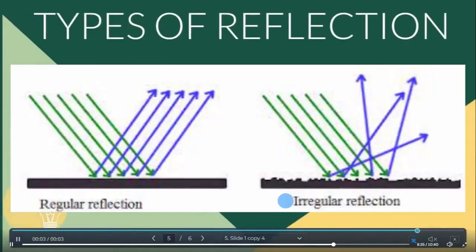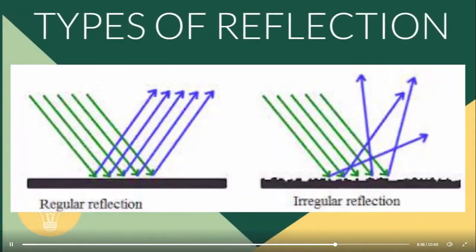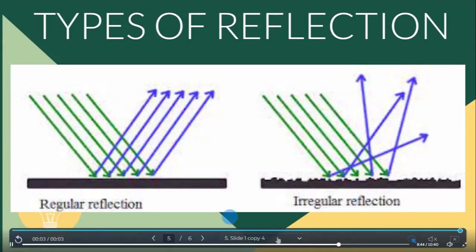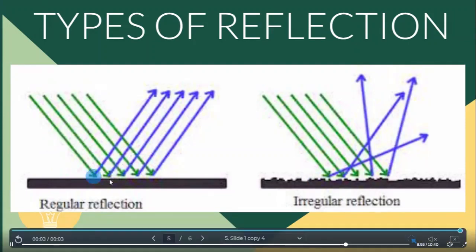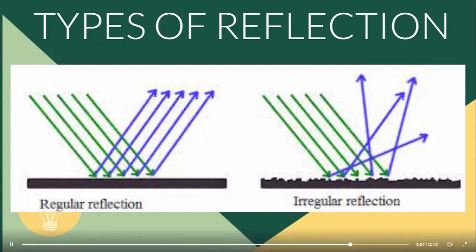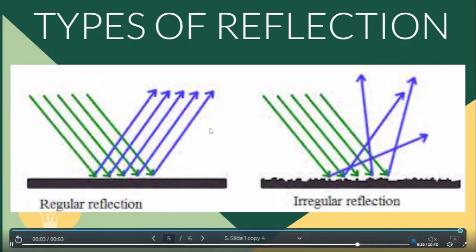Coming to types of reflection, it's very simple. We have the regular reflection and irregular or diffused reflection. This irregular reflection is also called diffused reflection. So what is regular reflection? In regular reflection, the only difference is the reflecting surface. Here it's smooth, here it's irregular. When parallel rays of light strike a regular or smooth surface, after reflection, the reflected rays so formed are parallel to each other. If they're parallel, they're never going to intersect, obviously.